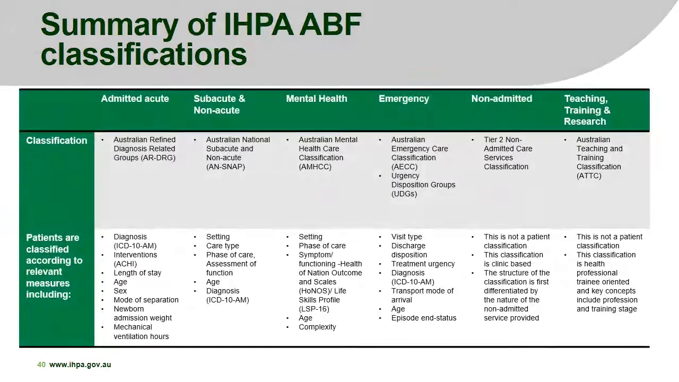Here is a summary of IHPA's ABF classifications. Today we have covered in detail the classifications for admitted acute care, subacute and non-acute care, mental health care, and emergency care. The two classifications we have not covered include non-admitted, the Tier 2 non-admitted services classification, and teaching and training, the Australian Teaching and Training classification.